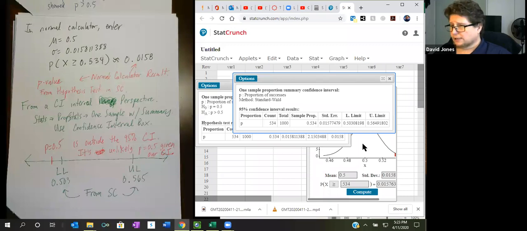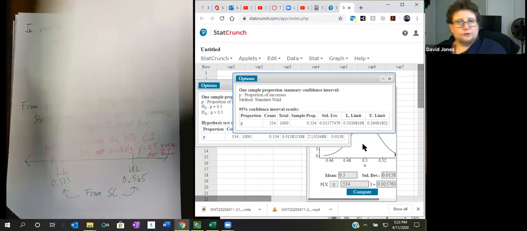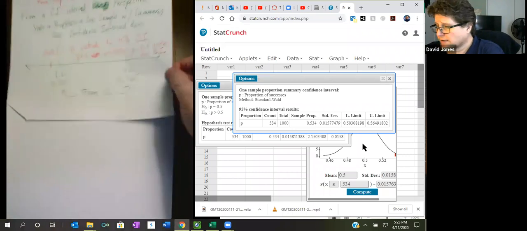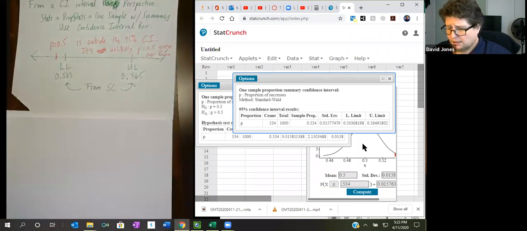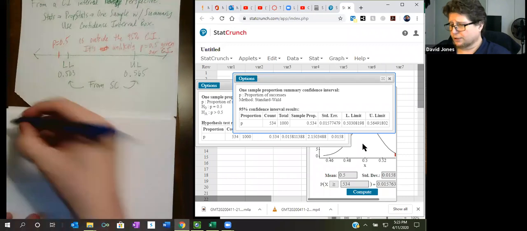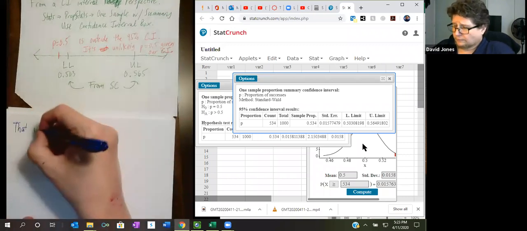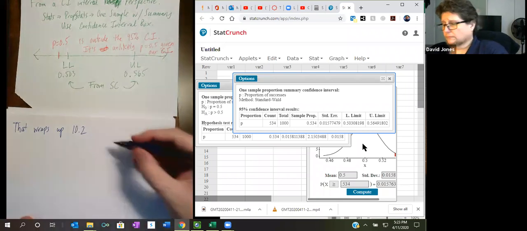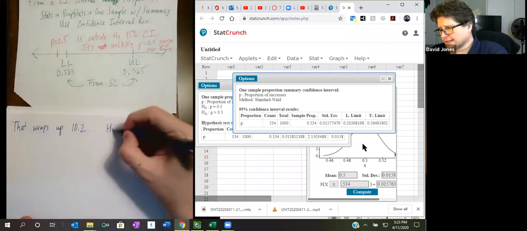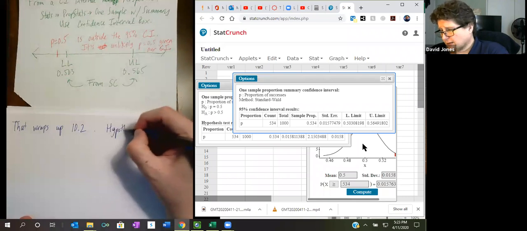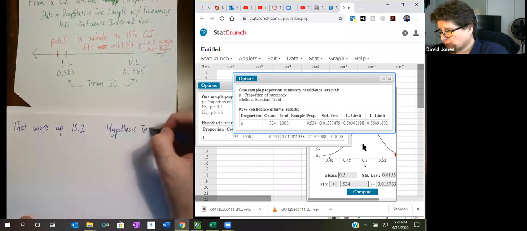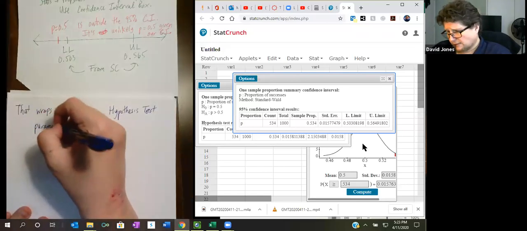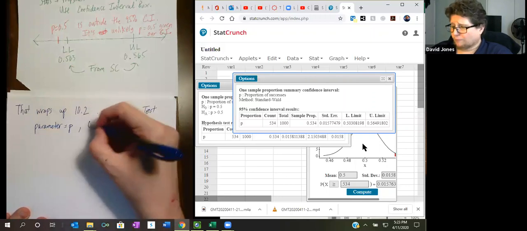Okay. So that was 10.2. That wraps up 10.2, which is on hypothesis tests where the parameter is P and we have one sample.